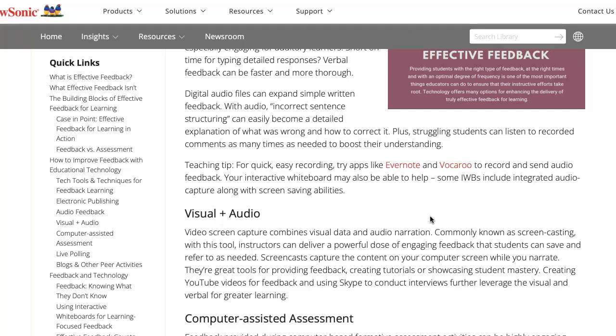And also just being able to see and hear is a benefit, because some people are more visual learners, some people are more auditory learners, so that way feedback hits more of the points for all students instead of just being visual or audio. So I think that is effective.